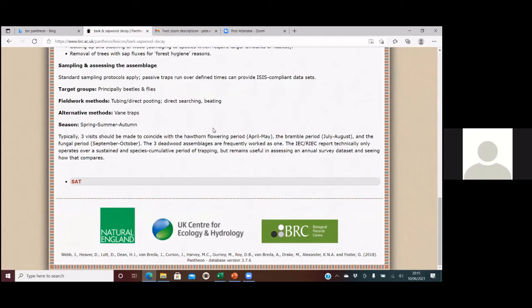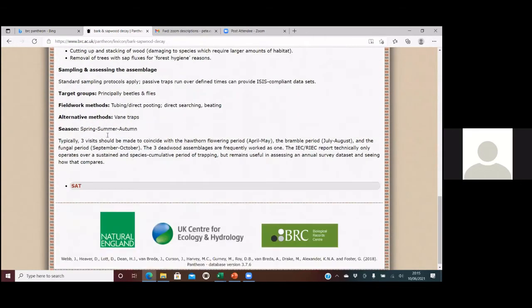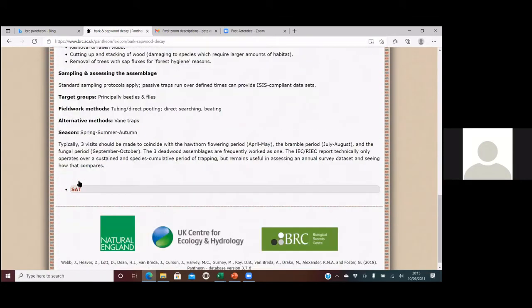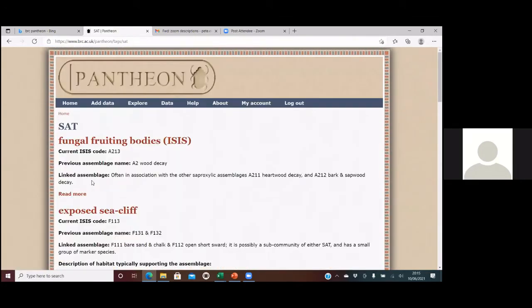One important thing to recognise with surveying this assemblage is to try and visit the site when hawthorn is flowering, because you get a lot of the deadwood beetles will visit hawthorn at that time of year. This is another one that doesn't give us a score. Well, maybe it does if it did. No, it just takes us back. The score for bark and sapwood decay is 20 species.